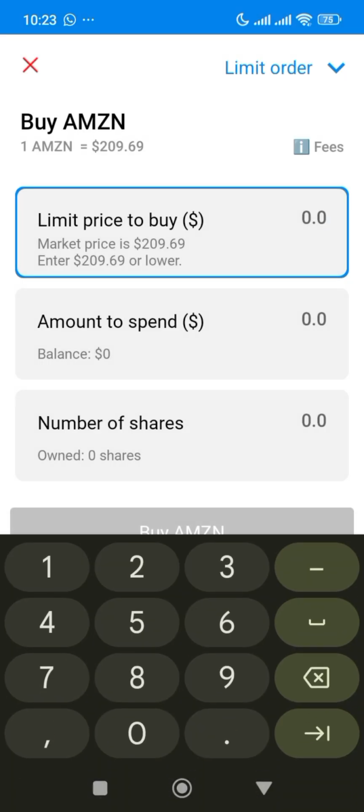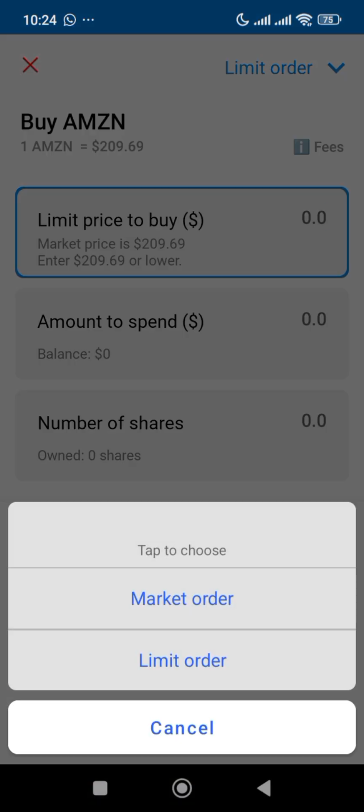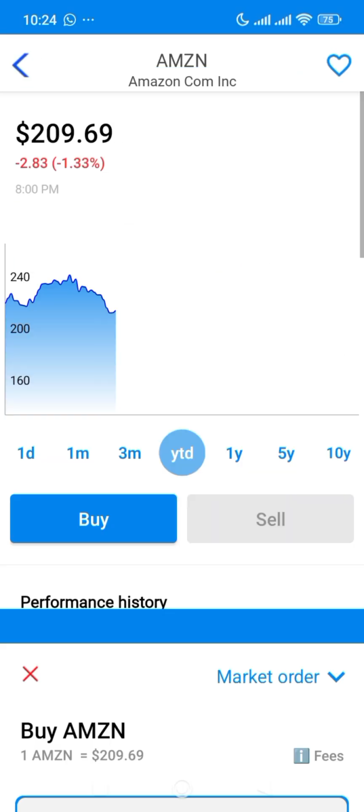Now you are trying to input that once it gets to $200 under this limit price, it should buy for you automatically. So you won't even be online and it will buy for you, because you've given it an order to do that. Okay, so let's go back.